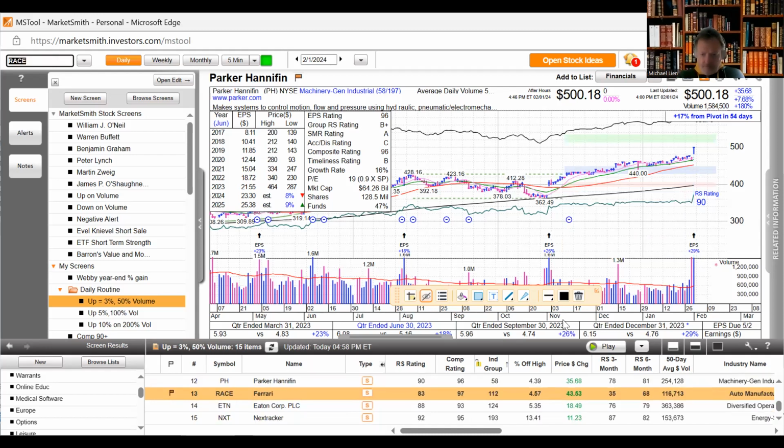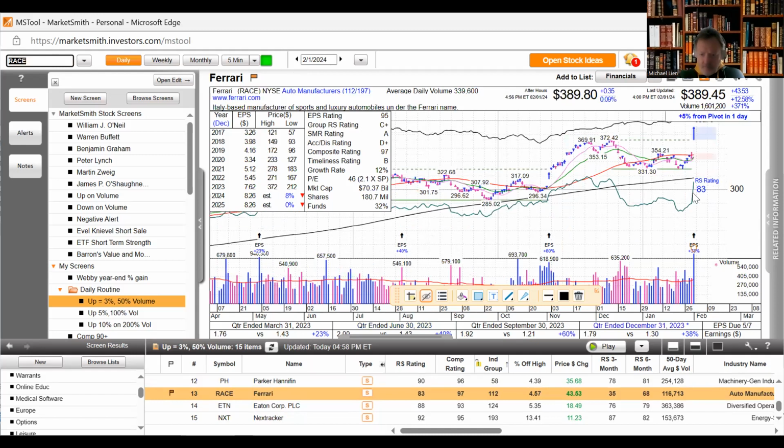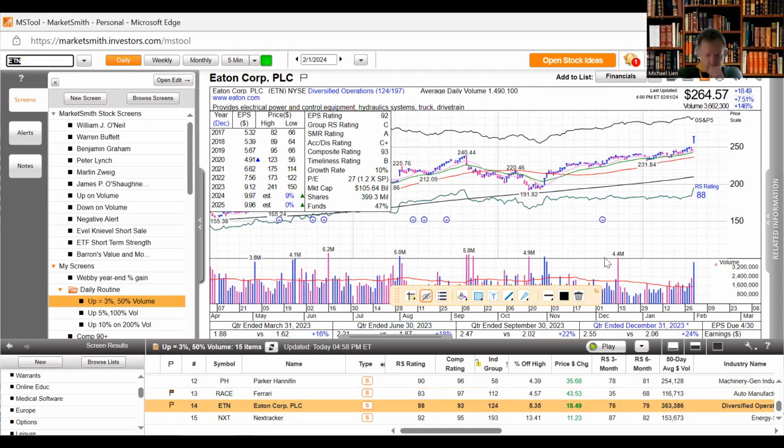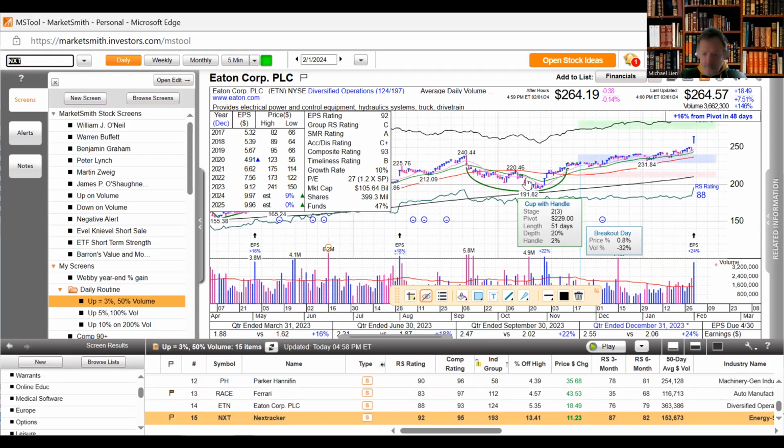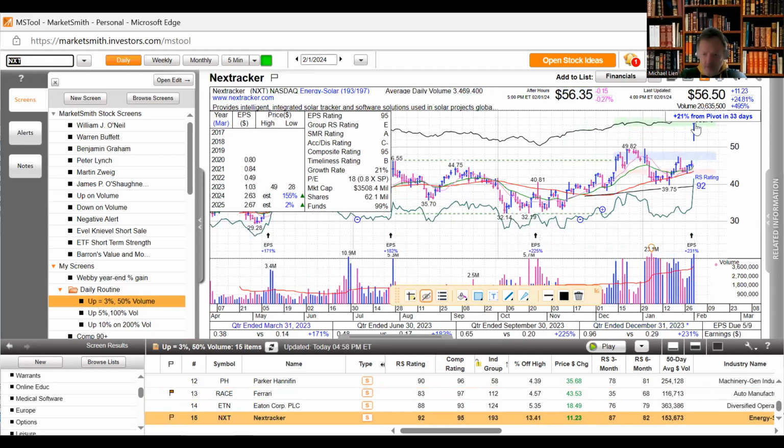Ferrari roars to the finish. Went right through its buy zone, up 12.5% today. Excuse me. Eaton Corp is up 7.5%. And finally, in solar, we saw this in the news, Nextracker up 231%. Could just quickly take a look at others in the solar area. See how they did today.